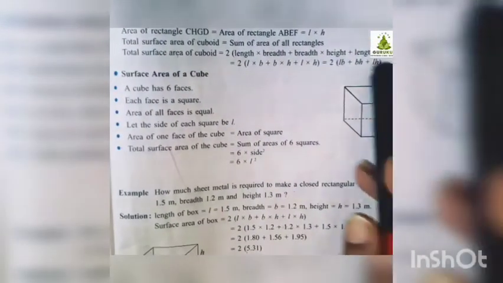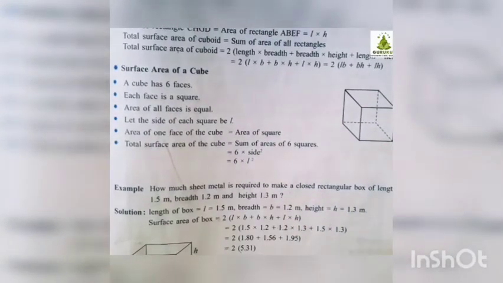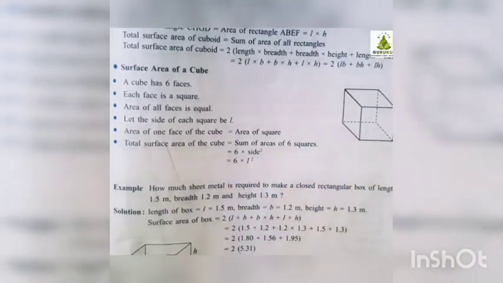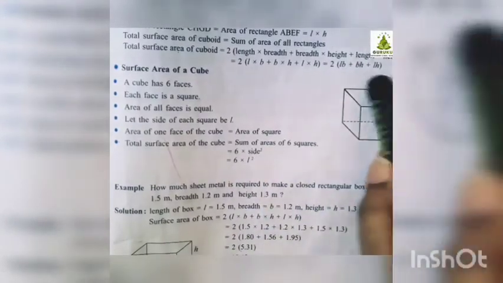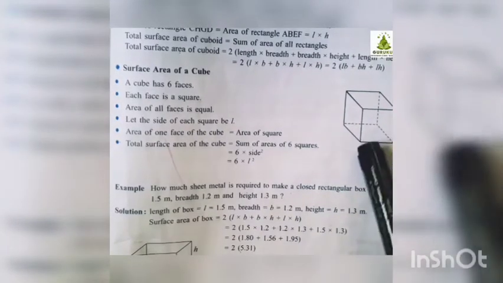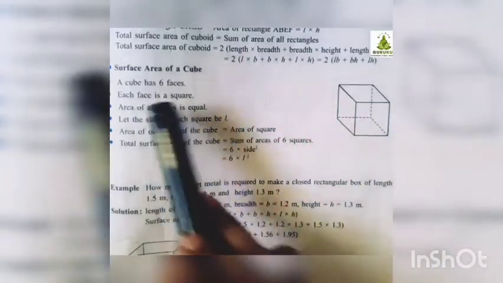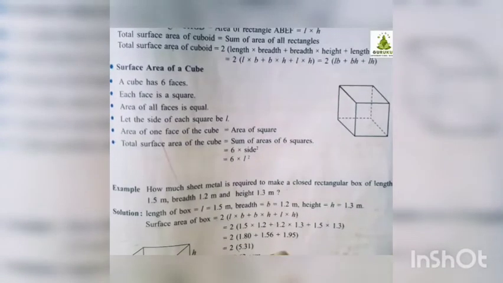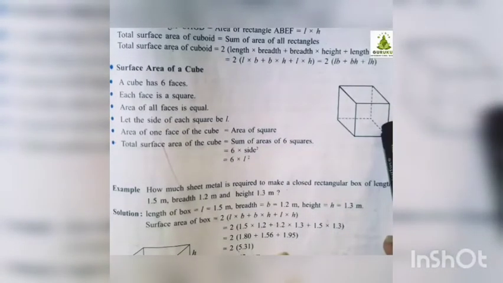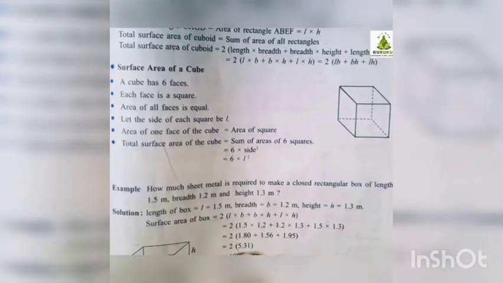In the same way, we are going to learn the formula for the cube. Now what is the difference between a cuboid and a cube? Each surface of a cuboid is a rectangle, whereas each surface of a cube is a square. You can see in the figure. The rest of the properties are the same. It has 6 faces. The area of all faces is equal since they are all squares. All 6 faces are squares, so all areas will be the same.